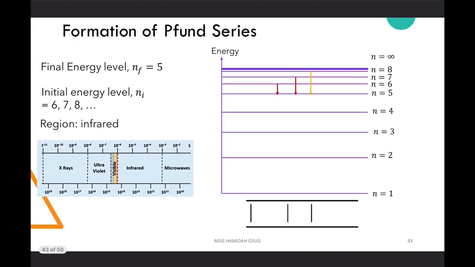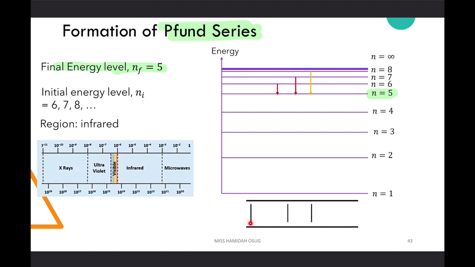So last, kita akan tengok P-Fan series. So untuk P-Fan series, the final energy level would be n equals to 5. Lepas tu elektron itu will be dropped from energy level 6, 7, 8 dan seterusnya.